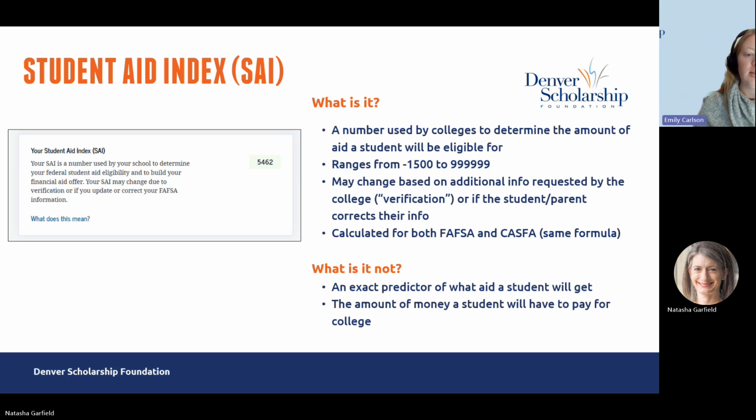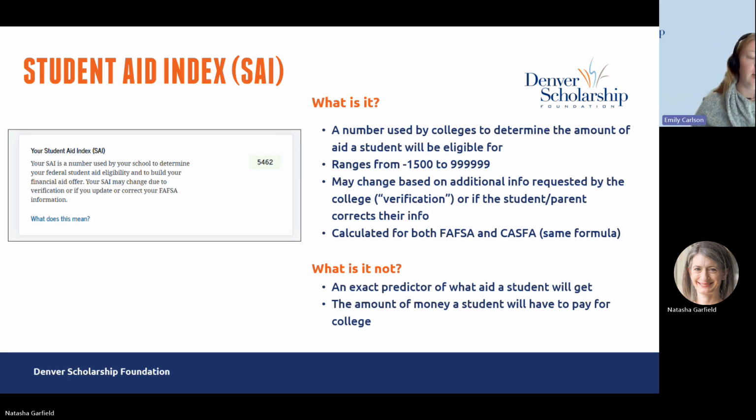It also may change based on additional info requested by the college. So if a student ends up having to give more context or verification, or if a student or parent corrects their info, the SAI may change. So that's something to keep in mind. And again, it's calculated for both FAFSA and CASFA. It's the same formula. But just to emphasize, it is not an exact predictor of what financial aid a student will get, and it is also not the amount of money that the student will have to pay for college.